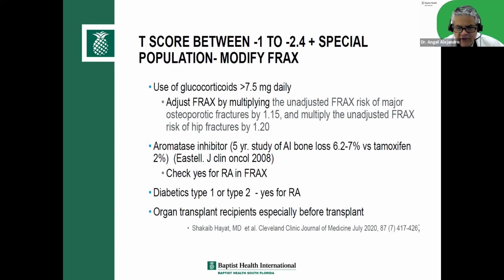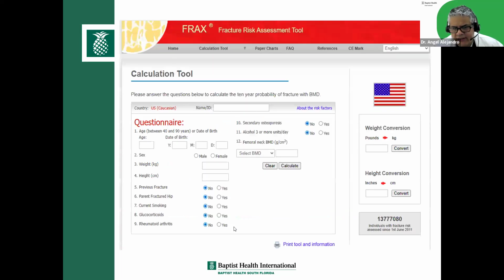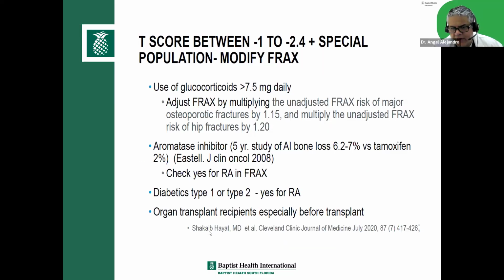And then finally, if the patient has type 1 or type 2 diabetes, you see here it does not have it. So you would also check yes on the rheumatoid arthritis box. By doing that, you will adjust the FRAX score to include their risk if they are on an aromatase inhibitor or if they have diabetes. But remember, the FRAX score, you only use that if the patient has osteopenia and you're not sure whether or not you should treat the patient.